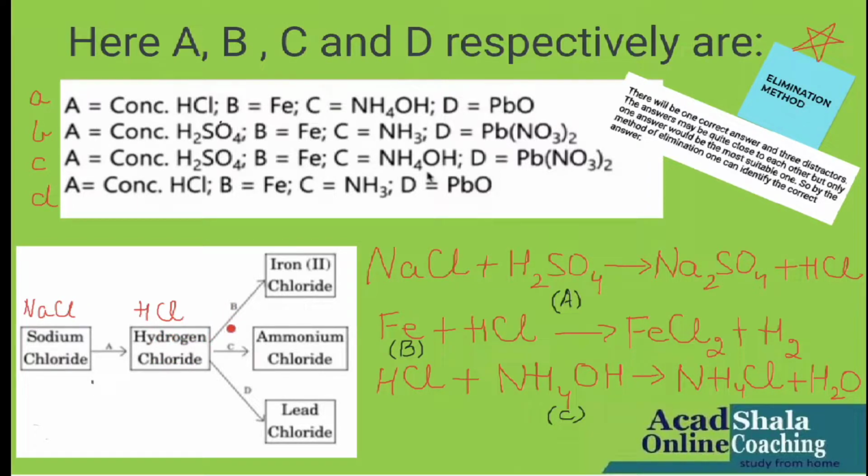Next, what is this B, which reacts with hydrogen chloride and makes the product iron 2 chloride? Next, what is this C, which reacts with hydrogen chloride and forms the product ammonium chloride? What is this D, which reacts with hydrogen chloride and makes the product lead chloride?